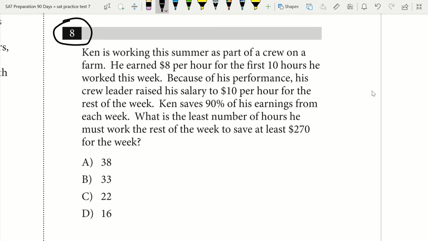Let's take a look at question number 8 from SAT practice test 7. So watch how I approach this problem. Now, as I read through the problem, I'm going to write down my equation. That way, when I get to the end of the problem and I see what I have to solve for, I don't have to go back and find all the necessary information because I already wrote down the equation. So watch how I read through this.